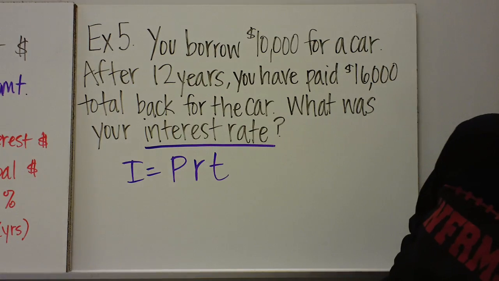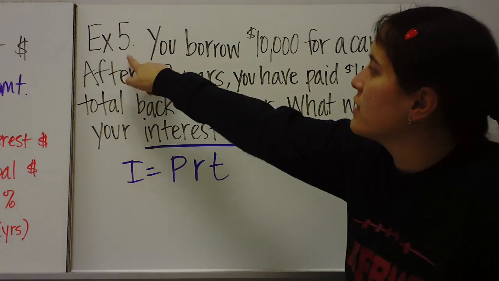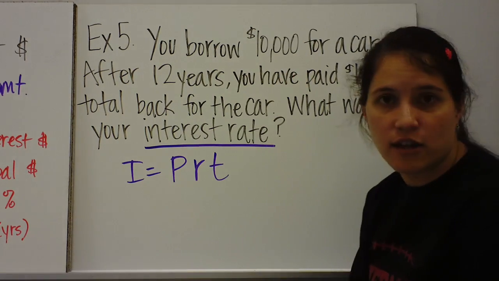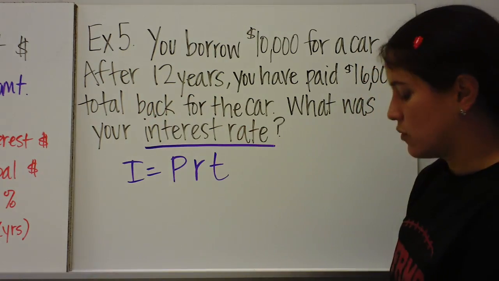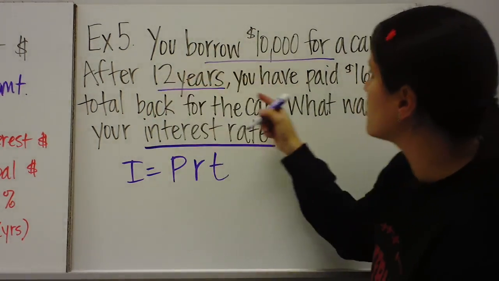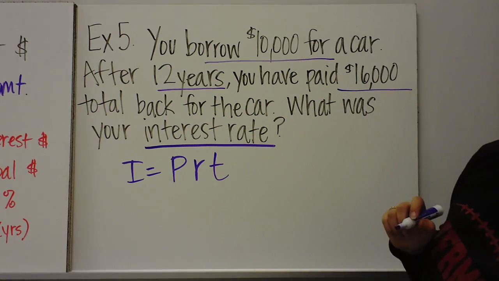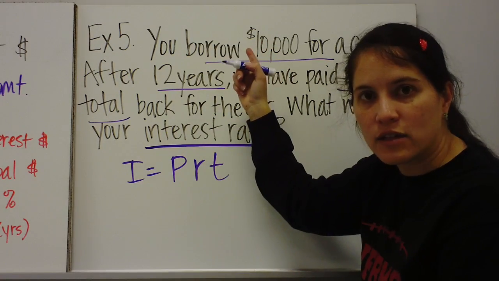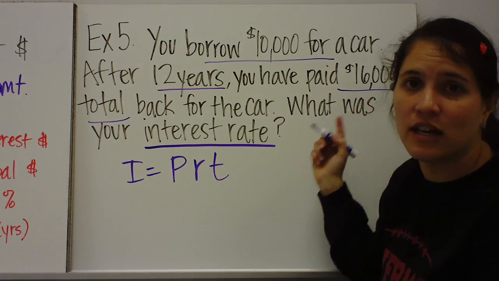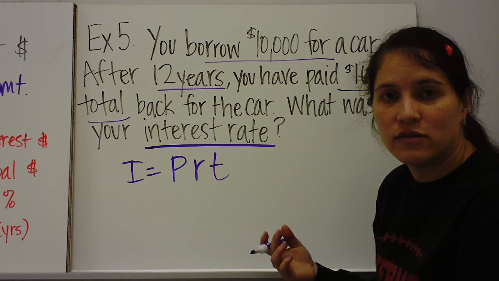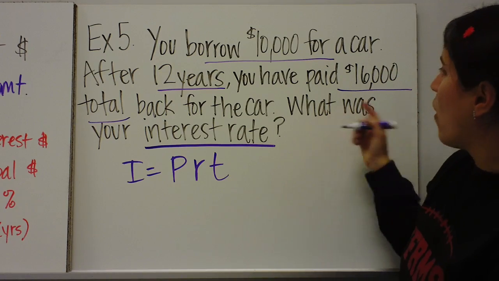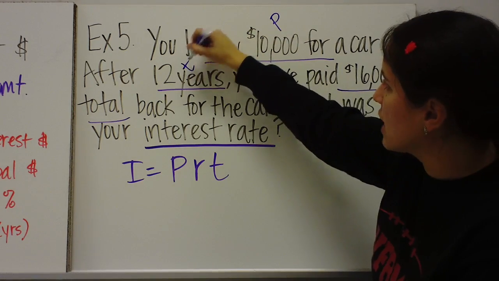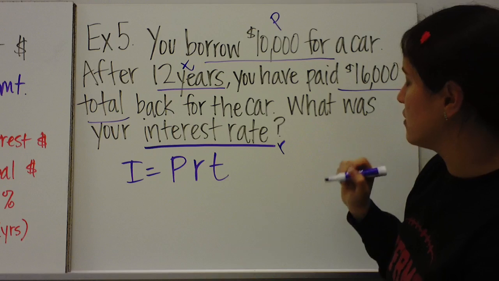All right, pause. All right, example 5. You borrowed $10,000 for a car. So you're going to go to the bank and borrow $10,000 for a car. After 12 years, let me underline, 10,000, 12 years, you have paid $16,000 total back for the car. So if you borrowed $10,000 and you paid $16,000, that means you paid $6,000 extra more than you borrowed. What was your interest rate? So you borrowed 10, that's your principal. You have your time, and you're looking for your rate.